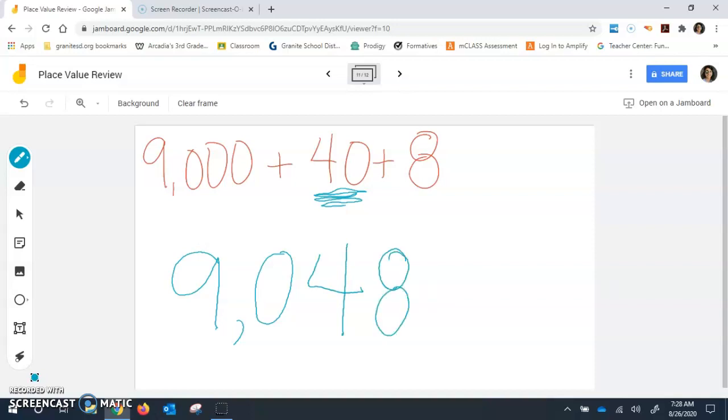Because if I would have just written it like this, 9, 4, 8, you would not have the same number. Even though you have the comma there, that number would just say 948. And that's not what this number up here says. So that would not work. Make sure if you're missing a number, you hold it with your magic 0 as your place value holder.